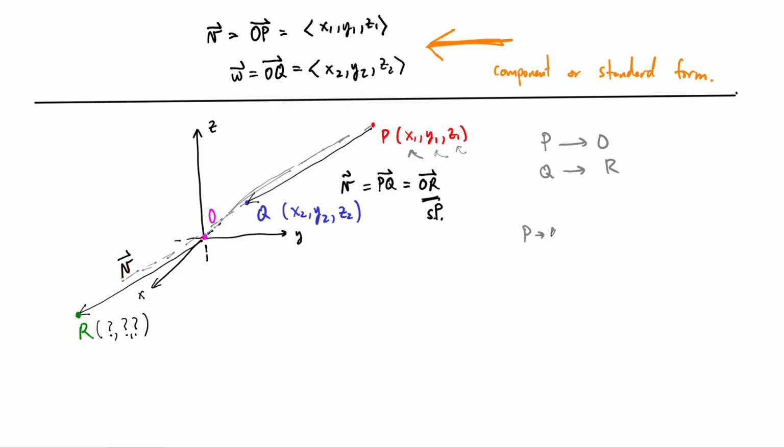So from P to O, here's how we do it. We take our x1, subtract x1. We take our y1, subtract y1. We take our z1, we subtract z1. Now we're at the origin, right? So we're at the origin.